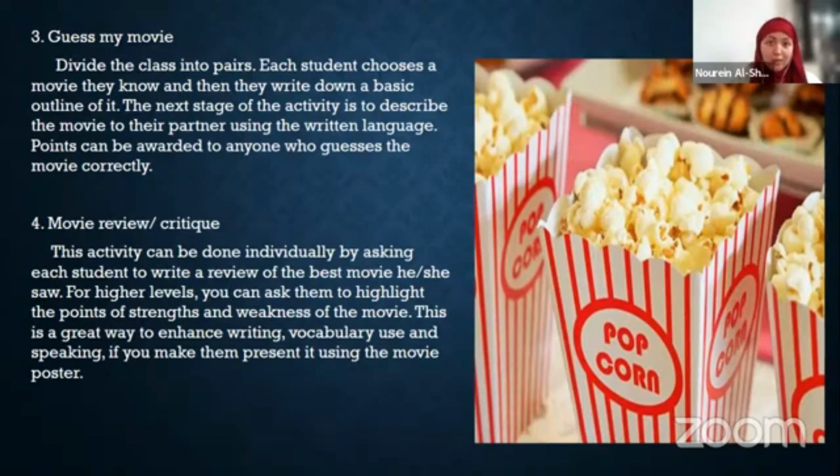And here we've got the movie review, which is also writing a movie critique or a movie review. This can be done by asking students to write a review about the best movie. And for higher levels, I believe we can make it more challenging by adding the points of strength and the points of weakness inside the movie.